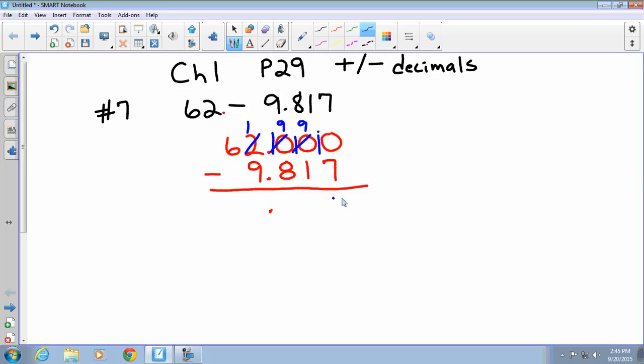10 minus 7 is 3. 9 minus 1 is 8. 9 minus 8 is 1. There's our decimal. And we do need to borrow from the 6 because we cannot take 9 away from 1. The 6 becomes a 5, and the 1 becomes an 11. Bring down the 5.